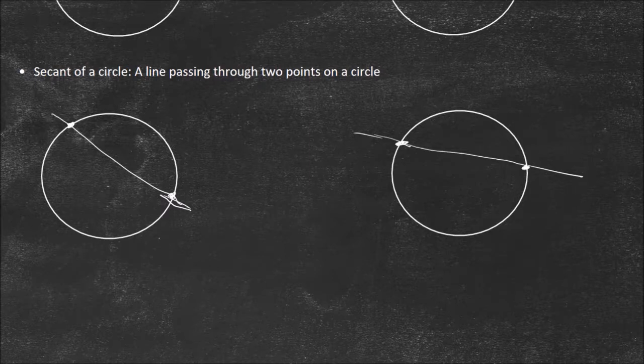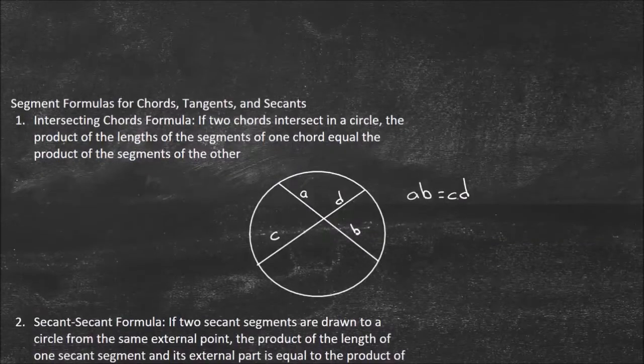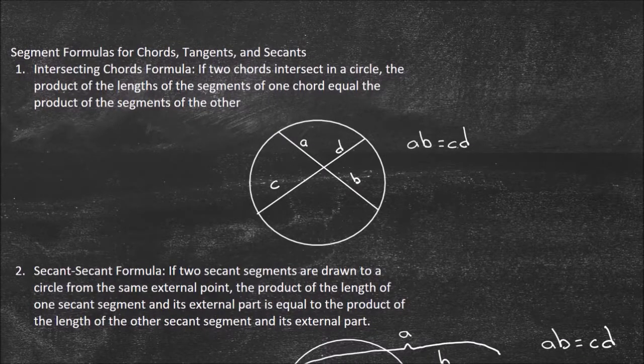So now that we've reviewed that, let's get into these formulas that I mentioned. So the first one is called the intersecting chords formula. And it says that if 2 chords intersect in a circle, the product of the lengths of the segments of one chord equals the product of the segments of the other. And what I've done is I've drawn it out so it makes a lot more sense than that confusing definition that I just said.